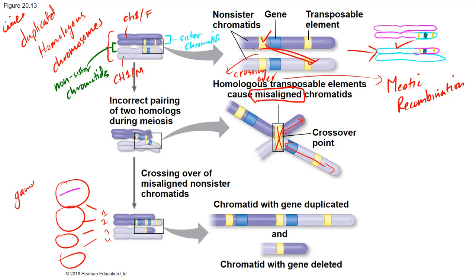So if my meiosis continues, this chromatid will eventually find its way into one of the gametes. And this chromatid also will go to one of the gametes. And here we have also another gamete, and then we have another.